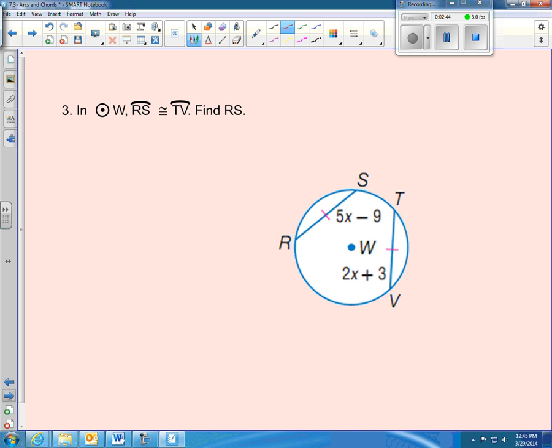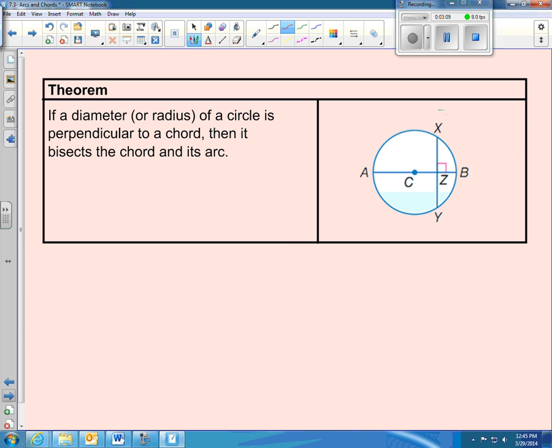Looking here at 3, in circle W, RS and TV are congruent. Find RS. Since the arcs are congruent, then we know that the chords are also congruent. I want you to keep that in mind and try out problem 3 here for us. Okay, let's introduce another theorem.